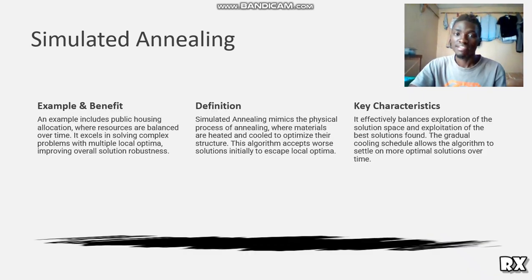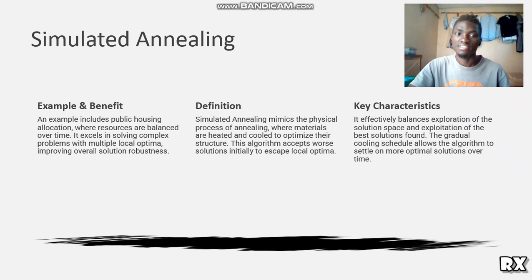Simulated annealing mimics the physical process of annealing, where materials are heated and cooled to optimize their structure. This algorithm accepts worse solutions initially, but as it keeps on iterating, the probability of allowing a worse solution keeps on reducing, and in such a way it escapes local optima, unlike hill climbing.